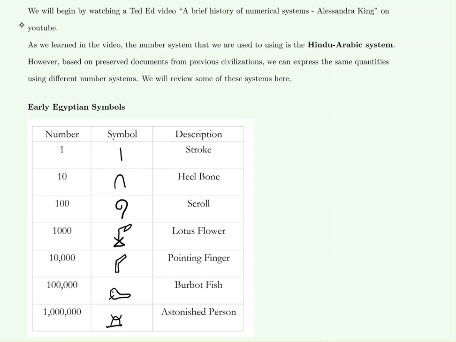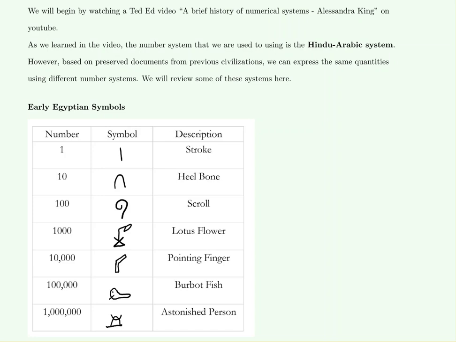Hello. If you have not already watched this video, A Brief History of Numerical Systems by Alessandra King, I recommend you go to our course's Canvas page and then find this video linked in the modules. It's a good overview of this entire chapter. Once you finish watching that, then return back to this video.